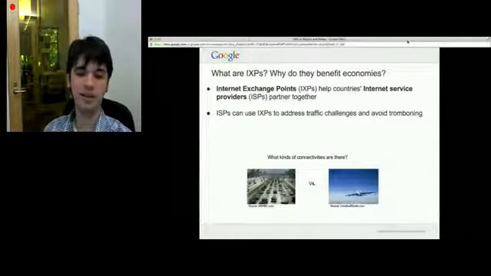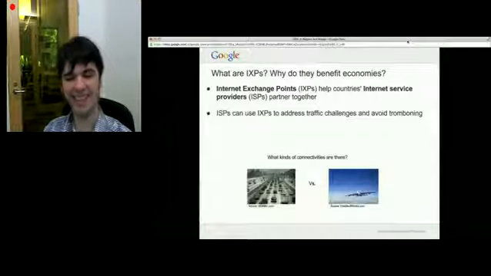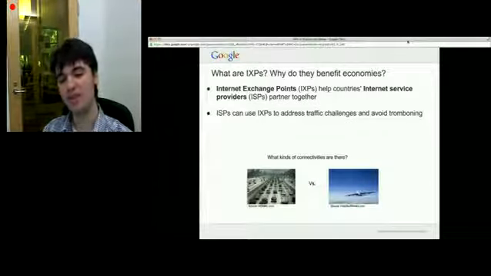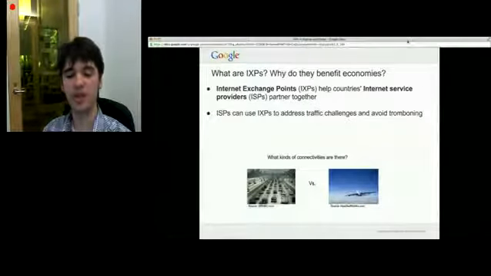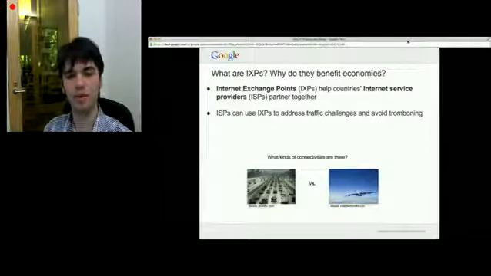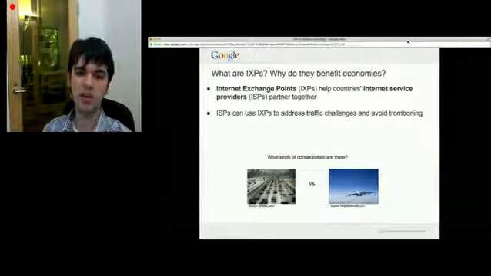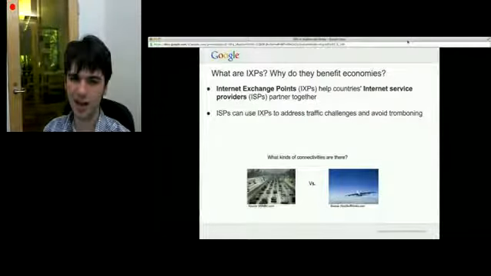They're really expensive. They're really less than ideal, but they do the job if the data really is going from one country to another country. But it really shouldn't be used for any purpose besides that because it's so expensive. Who would use it but for that purpose? So internet exchange points, now returning to that top, help countries and internet service providers partner together to address traffic challenges and avoid tromboning.